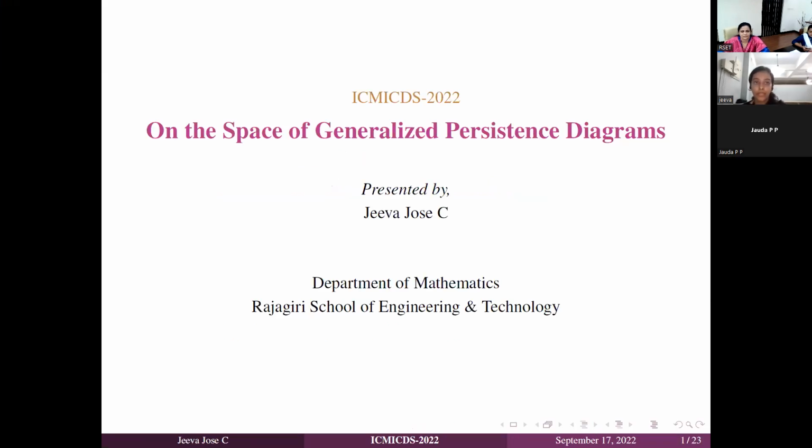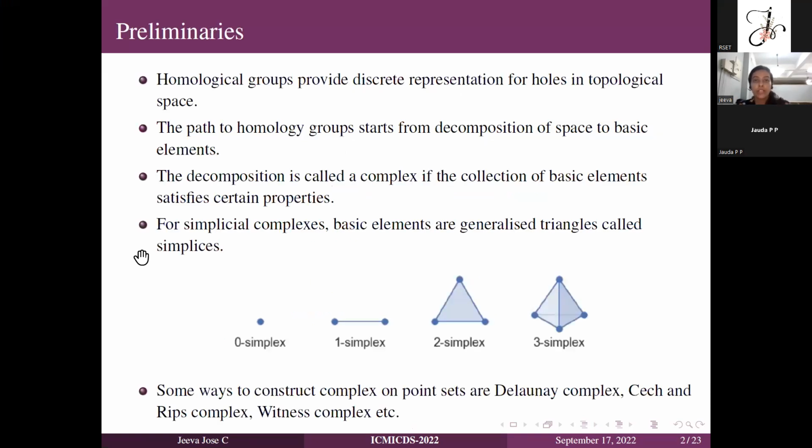Shall I start? Okay. The topic of my presentation is the space of generalized persistence diagrams. Needless to say, persistence diagrams are important topological summaries for topological data analysis. This entire process starts by constructing a topological structure on a set of data points. For that, we need building blocks called simplices, which are basically generalized triangles. With the help of these simplices, we can construct simplicial complexes under certain conditions. There are different ways to construct them, such as the Vietoris-Rips complex, Čech complex, and so on.